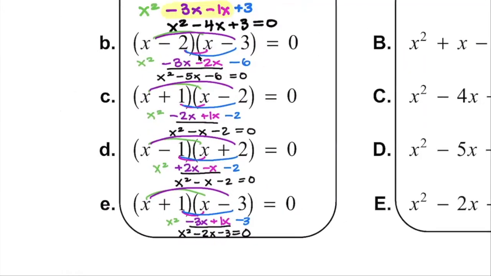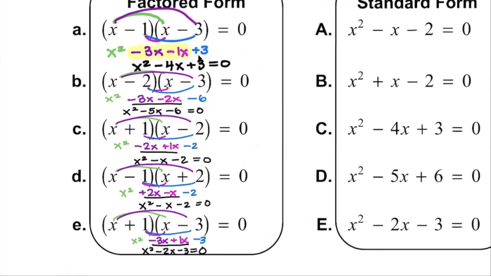So if you're just joining back, we have completely gone through and multiplied everything out in order to get it into standard form. So now this is the easy part. Going from factored form to standard form, we just take what we have already multiplied out and match it to the letters in the standard form section. So I'm looking for x squared minus 4x plus 3, which would be capital C.